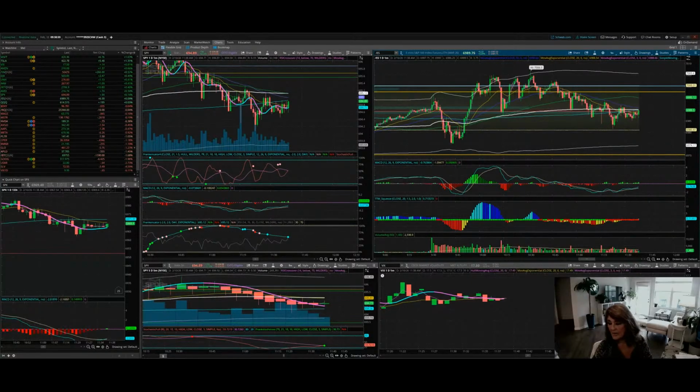Okay, so still not dropping it. Just holding right here at the 200. See how it keeps coming up and trying to tag that? Tagged it here and here and here. Just kind of sitting right there. Trying to make a decision. Trying to go sideways. No trade for me right now. VIX is also moving sideways.